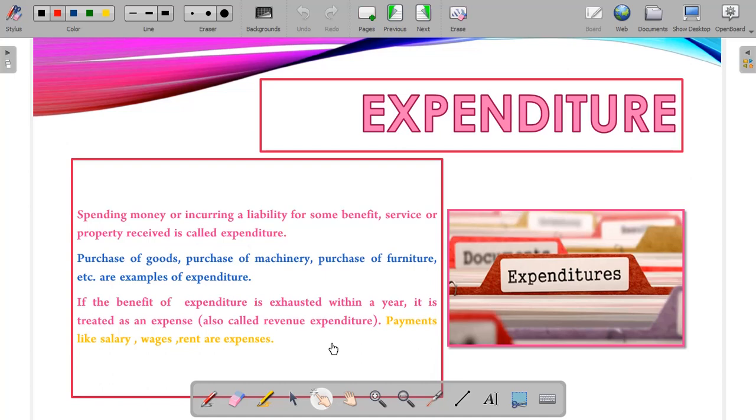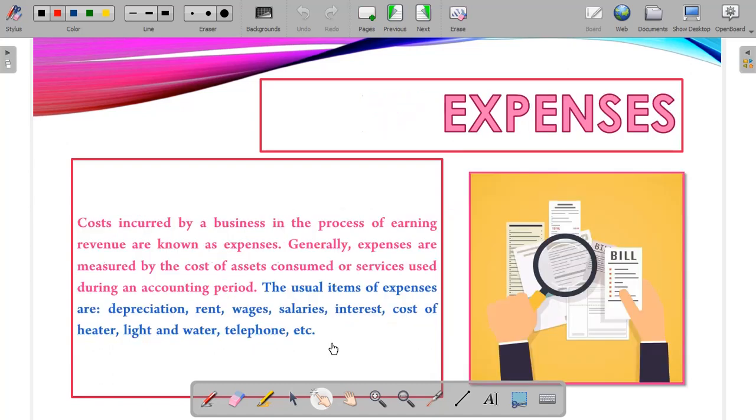But when we talk about revenue expenditure, they are the expenditures incurred during an accounting period and the benefit of which we are going to attain in the current year only, right? So these are revenue expenditures. And one more thing to be taken into consideration is that revenue expenditures do not increase the earning capacity of the business, but they are incurred to maintain the earning capacity. Okay, this is a very major difference between capital expenditure and revenue expenditure.